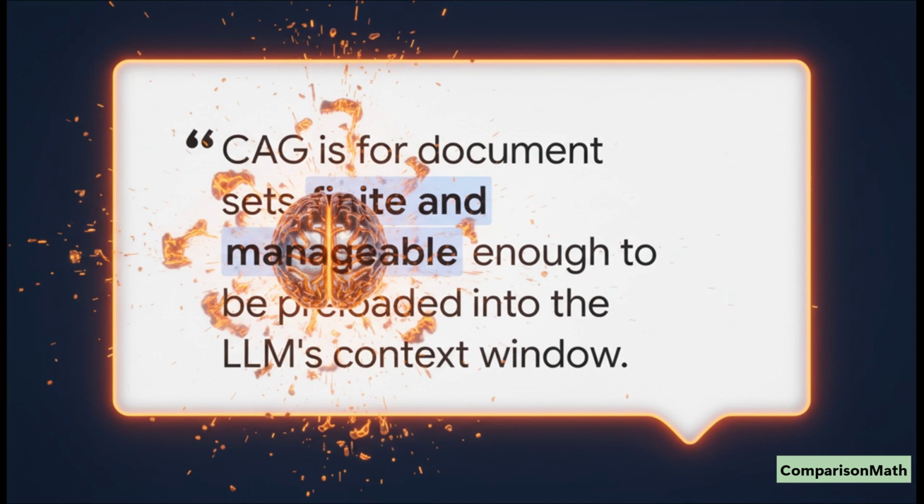Just think of that as the AI's short-term memory. You can only preload as much info as can physically fit in that space. So for something like a single product manual, CAG is amazing. But for searching, say, millions of documents, it's a complete non-starter.